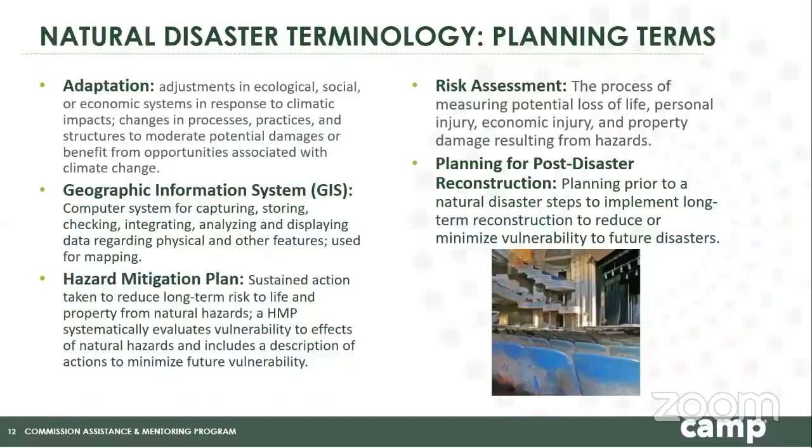So from a terminology standpoint, adaptation. Adaptation is important because it's not just about the natural disasters that come to mind initially. It's also the ecological or social and economic systems that respond to the climate impacts and other damage. GIS systems are very important in the documentation component of the inventory initially, and can also really aid in your response afterwards. Hazard mitigation plans outline the action plan of what you're going to do.